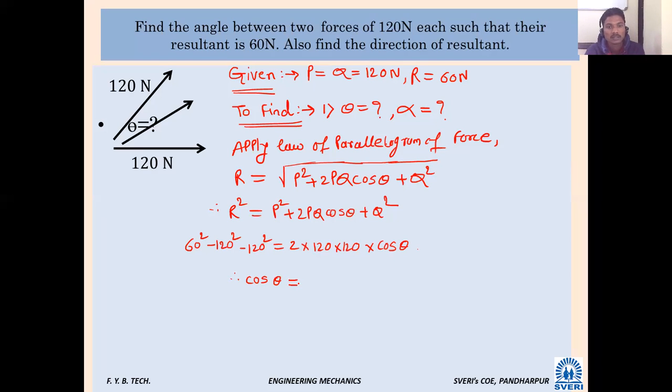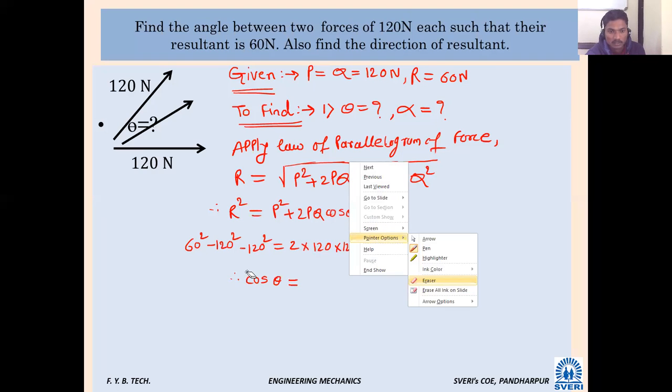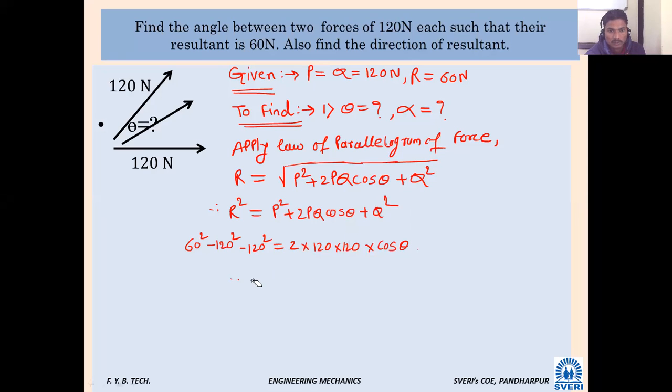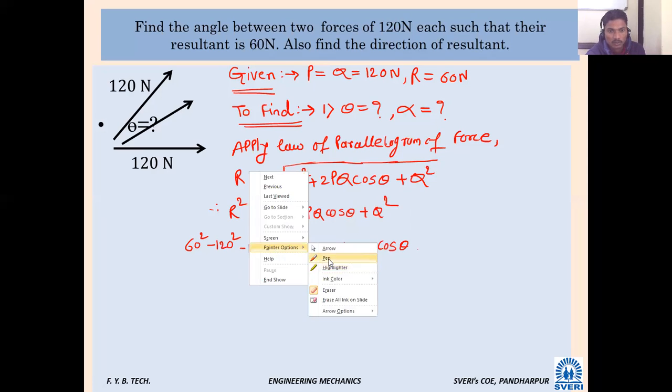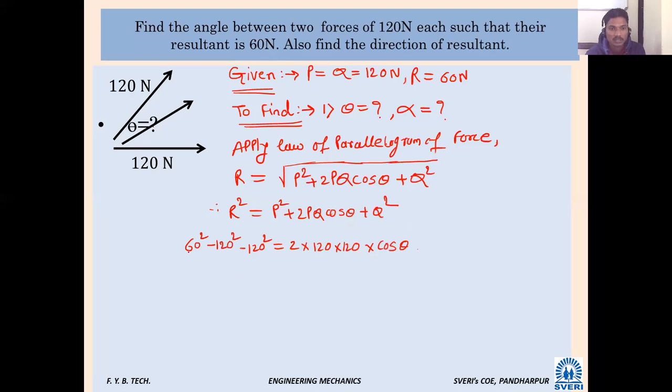Shall we go one step at a time without skipping any step? You tell me the value of the left hand side. Step by step we will go, otherwise we may commit a mistake. Tell me the value of 60 square minus 120 square minus 120 square. It may be something minus. Tell me only this much. Minus 25,200. Yes, okay, very good.